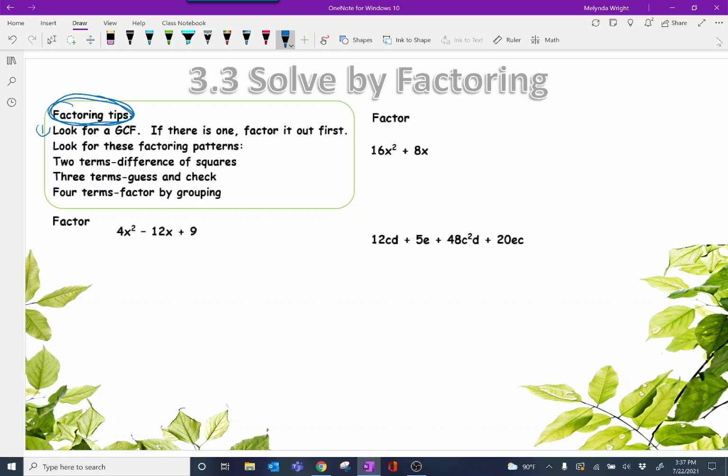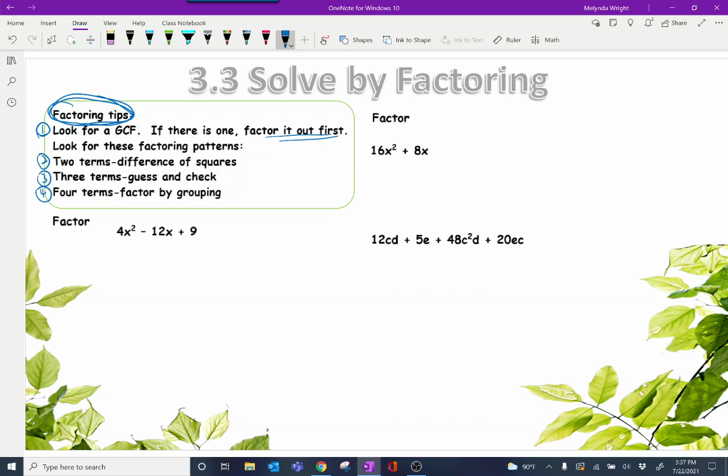The first thing that you're always going to do is look for a greatest common factor, a GCF. If there is one, you need to factor it out first. That should be the first thing that you do. Then after that, you have three options. You may have a two-term, and for fun, we'll just call this 2, 3, and 4.